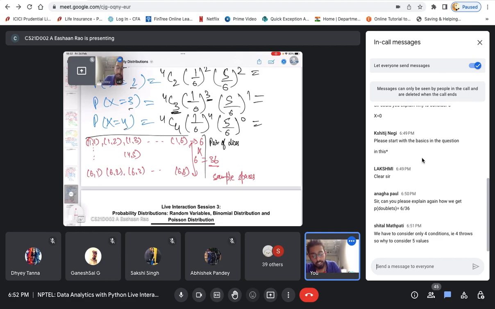Now a doublet is the values 1 1, 2 2, 3 3, 4 4, 5 5, and 6 6. In this case, the number of doublet scenarios is 6. I have 6 outcomes which I can call a doublet, and I have a total sample space of 36. So the probability that I will get a doublet is 6 by 36.